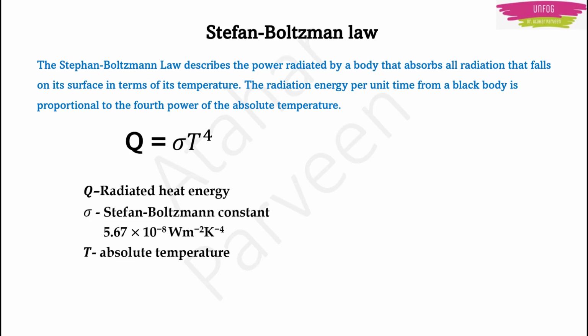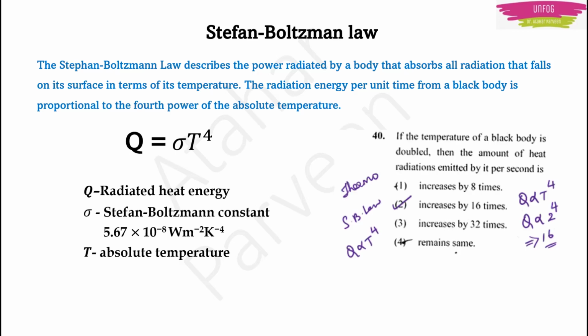Okay. There is a value of this Stefan-Boltzmann constant also. It's better you remember this value and the unit also. It is 5.67 into 10 raised to minus 8 watt per meter square per Kelvin to the power 4. Okay. The question was like this. If the temperature of a black body is doubled, then the amount of heat radiation emitted per second is. With this law, we know that Q is proportional to T to the power 4. So if the temperature of the black body is doubled, then the amount of heat radiation emitted will be 2 to the power 4 because doubled, right? So Q will become 16 times.